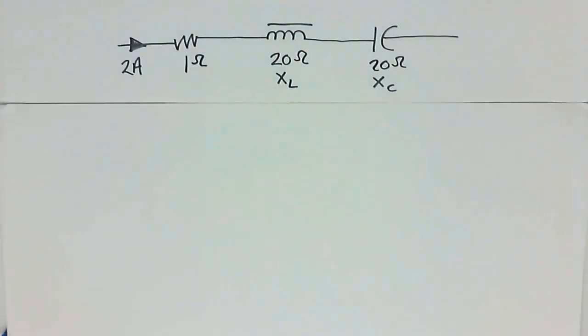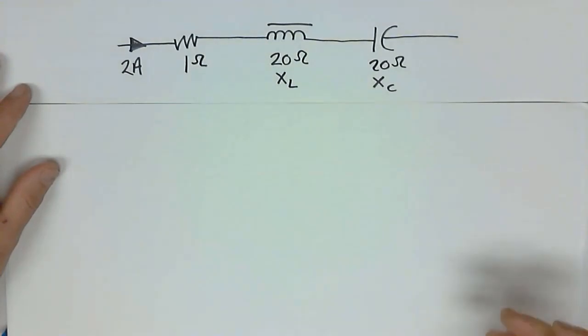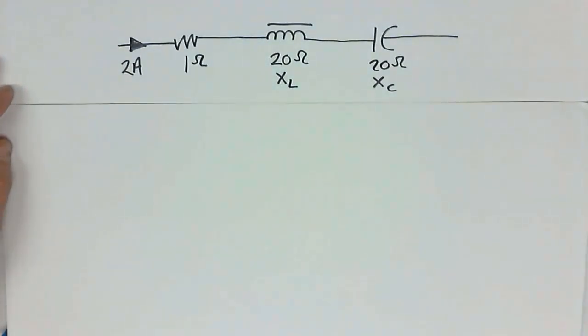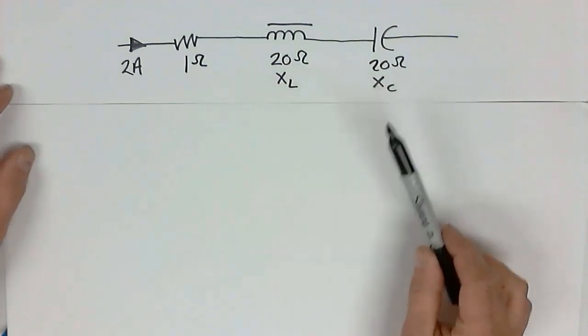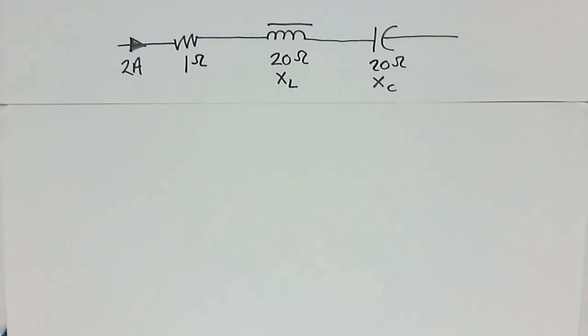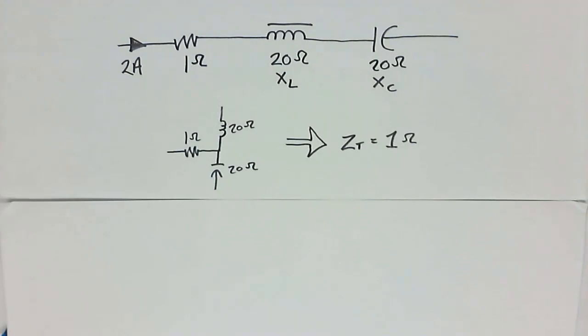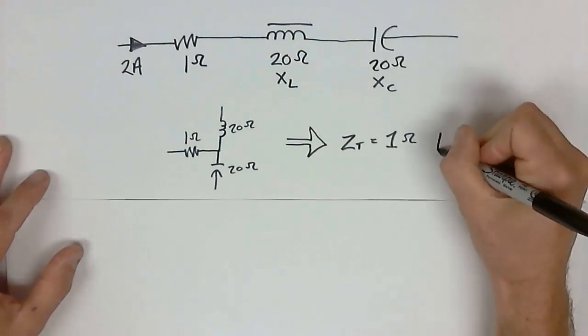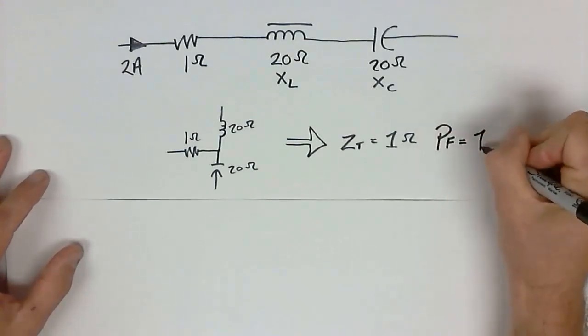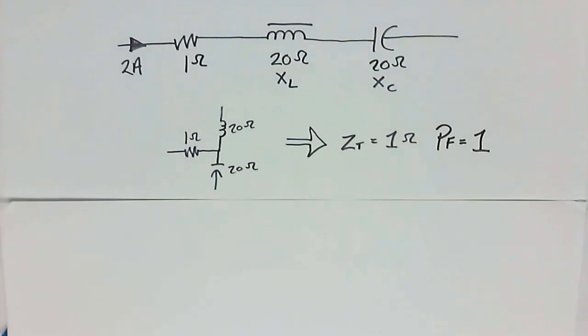This is a resonant series RLC circuit. What resonance indicates is that we have reached a point where the power factor of this circuit is equal to, well, what is it equal to? We've got 20 ohms of XL, 20 ohms of XC, 2 amps worth of current and a 1 ohm resistor. That means that when I do an impedance triangle for it, I get a Z total of 1, and if I wanted to calculate the power factor of the entire circuit, it would also be 1, because the resistance and the impedance are identical.